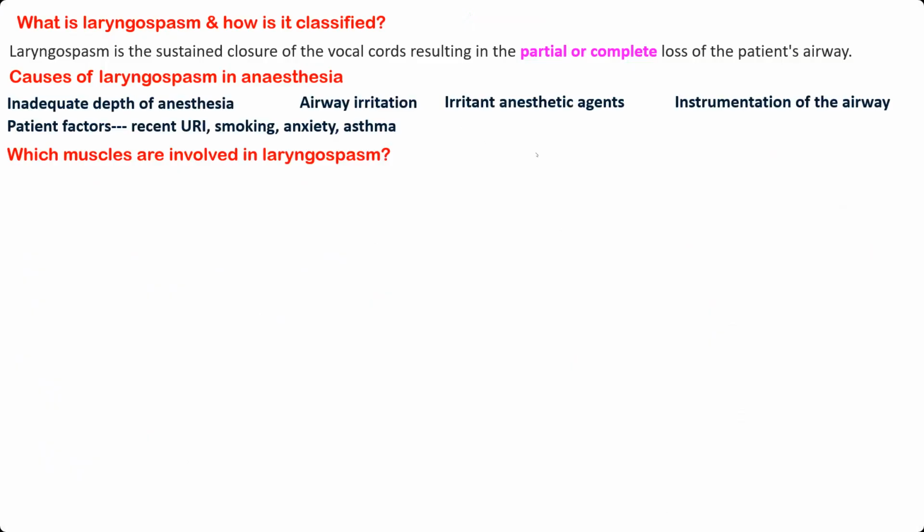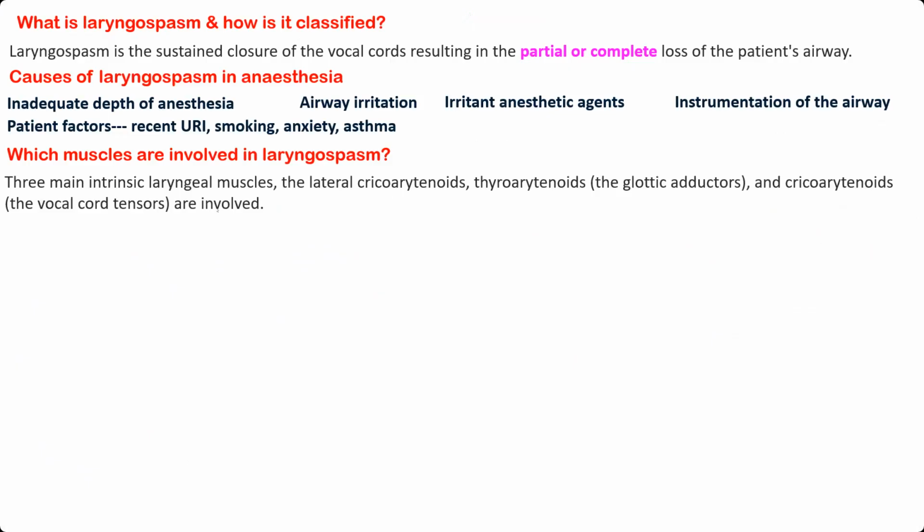Which muscles are involved in laryngospasm? We have seen the intrinsic muscles like lateral cricoarytenoid and thyroarytenoid, which are glottic adductors, and cricothyroid and vocalis, which are tensors. Only closure is needed, so only the adductors and the tensors have to act. The only abductor is the posterior cricoarytenoid, which cannot act. So just remember that the cricoarytenoid and thyroarytenoid adductors have to act, and the tensors will also act.